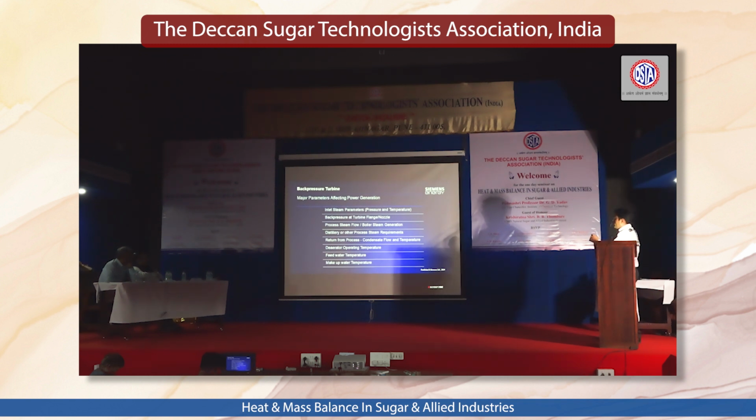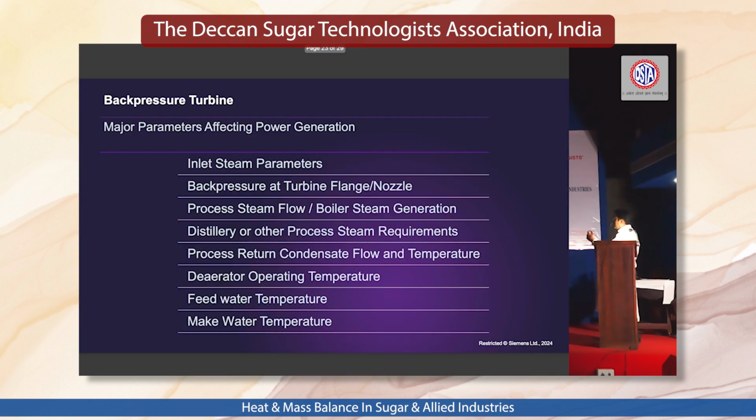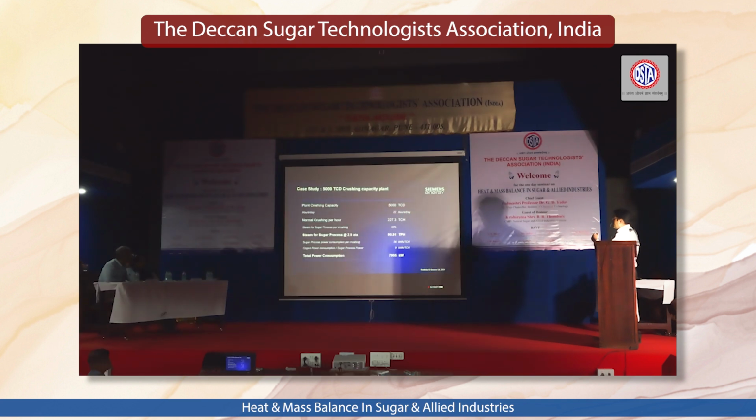Then the process flow, distillery flow, and process return condensate, meaning how much condensate water is recovered from the process and comes back to the cycle, is also very important. And the feed water temperature and others. This is the typical specific steam consumption. We have depicted that with an increase of steam parameter the steam consumption is reducing.